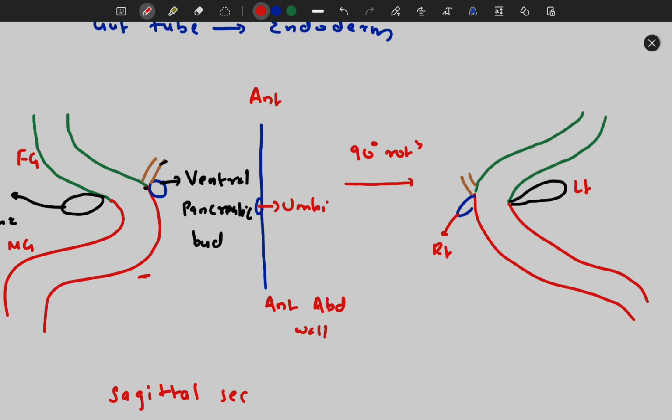I think you have got the orientation. It is like this. The C-shaped loop is facing anteriorly. It rotates 90 degrees to the right. So the bud which is facing anteriorly, that is the ventral pancreatic bud, now comes on the right side. At the same time, the bud which is present dorsally comes on the left side. Actually the ventral pancreatic bud develops as a bilobed mass. Then after some time it fuses and forms a fused mass. This entire process happens in the 4th week.